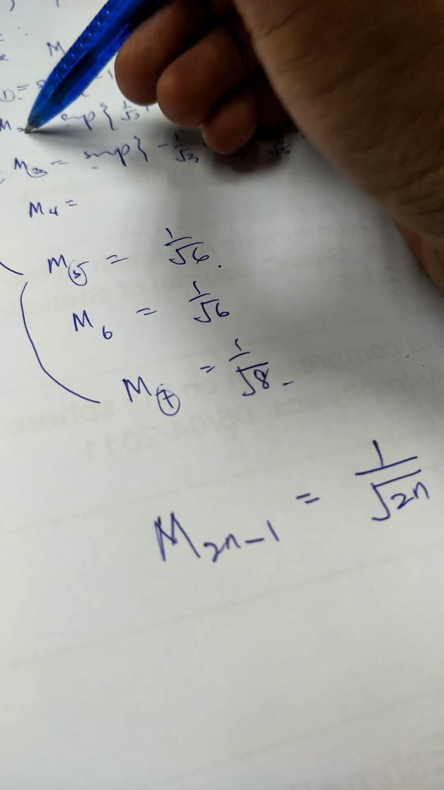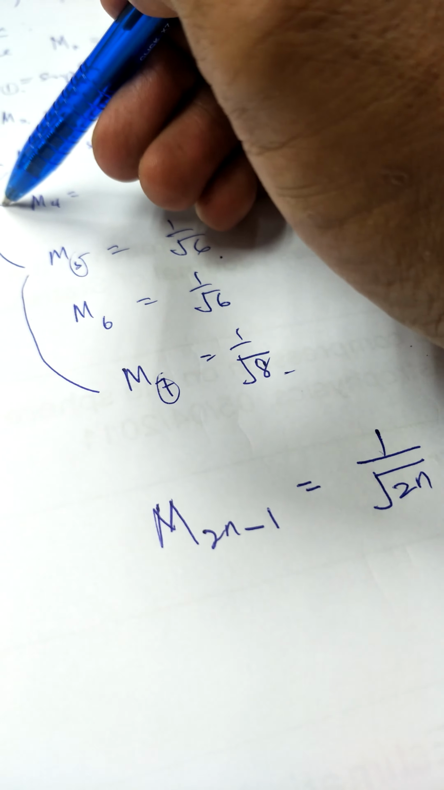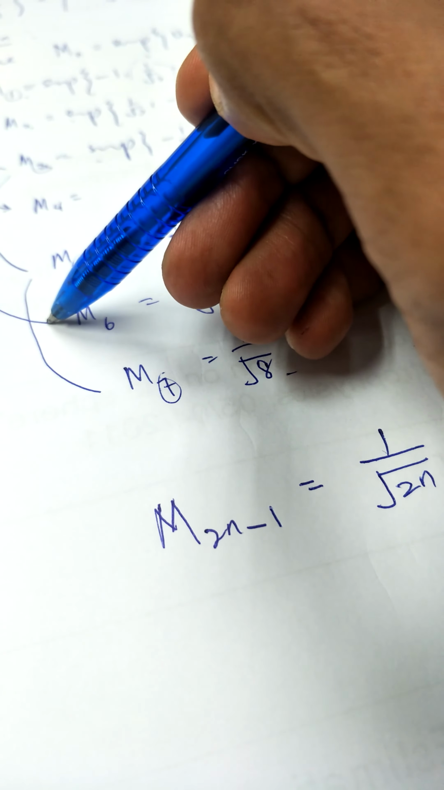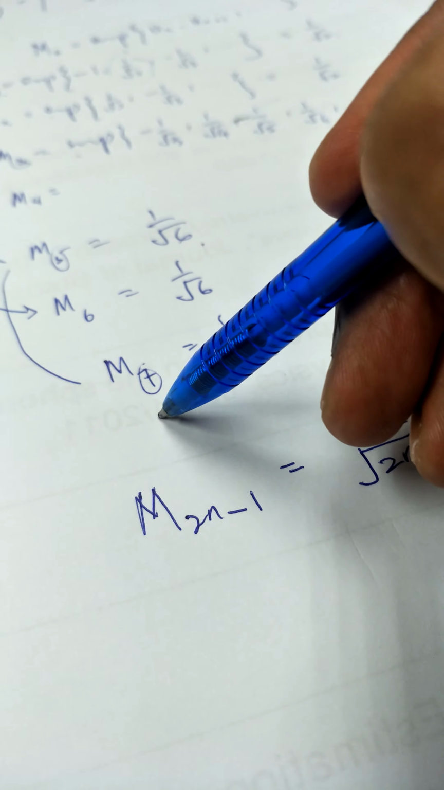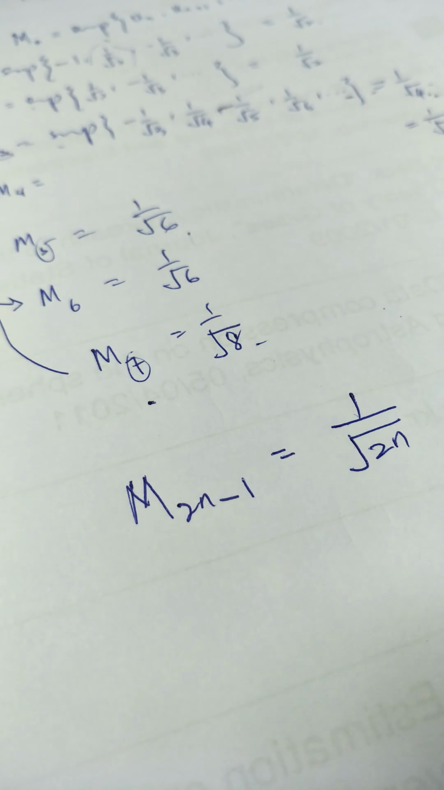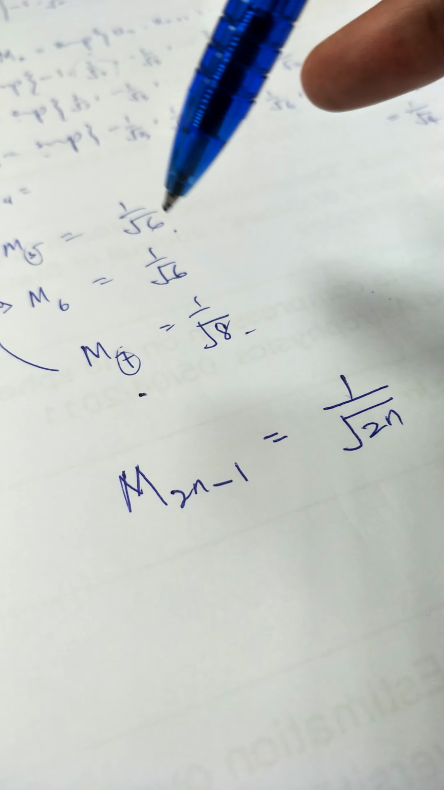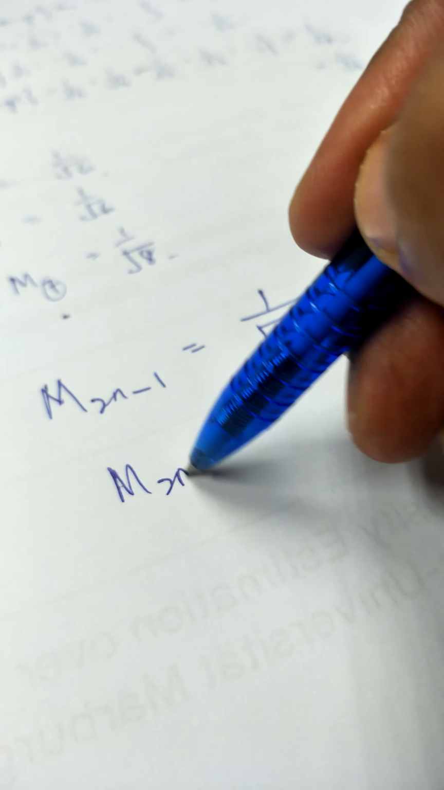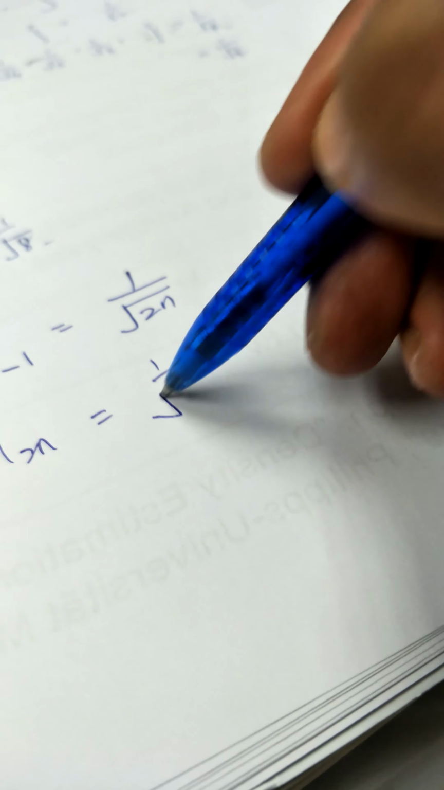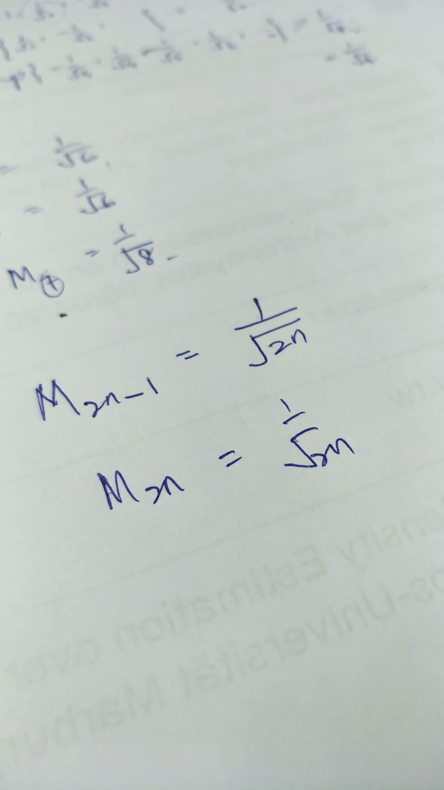And then for 2, 4, 6, and next 8. So we have 2, 4, 6, and 8, and so on. So for m, 2n is 1 over sub 2n.